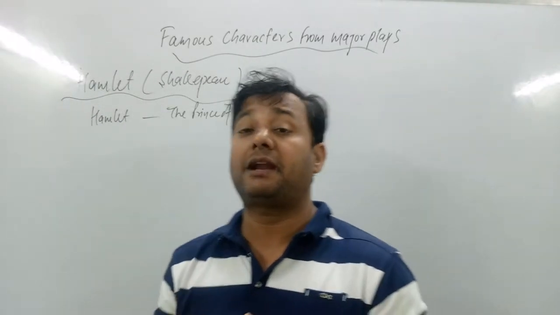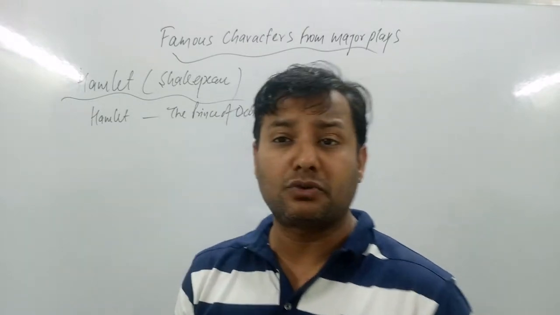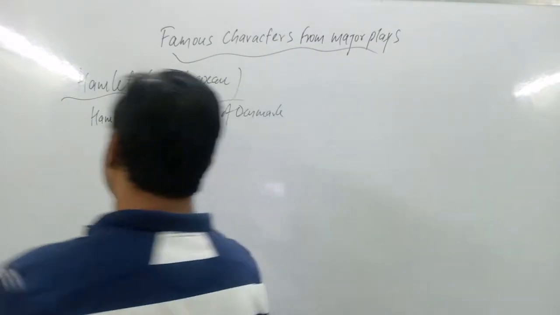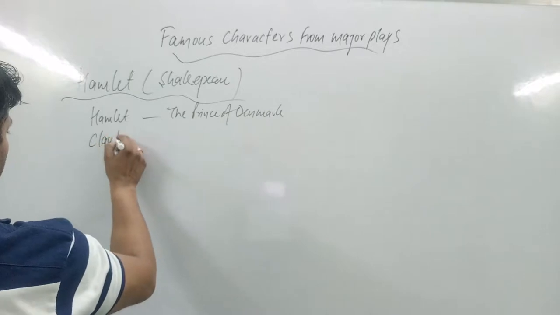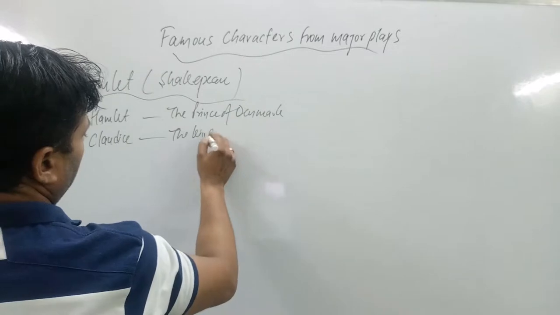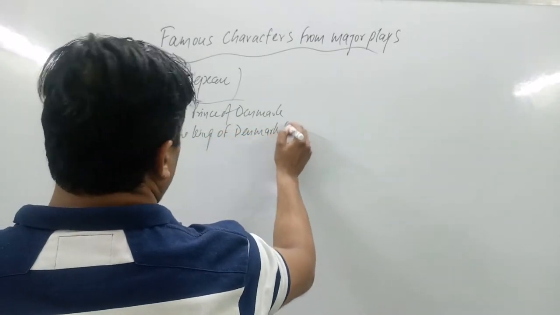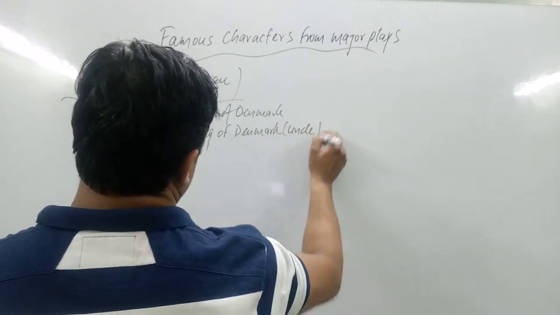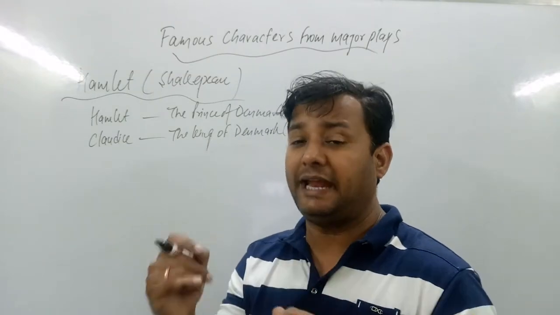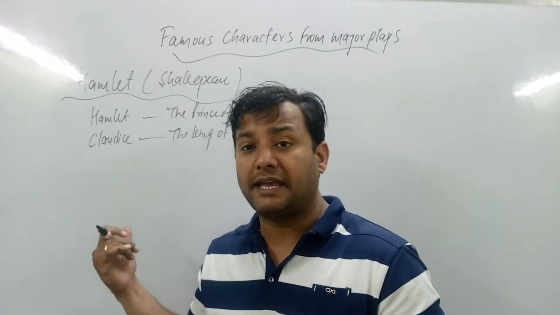The second most important character is Claudius. You must know Claudius, who he was and what the basic story was. Claudius, the king of Denmark, is Hamlet's uncle. Initially he was not a king, but after the death of the late king of Denmark, Hamlet's father, he became the king of Denmark.